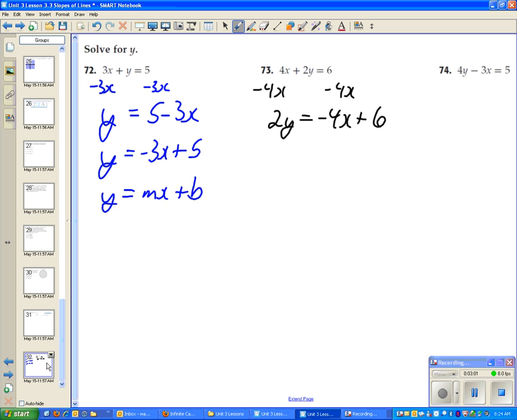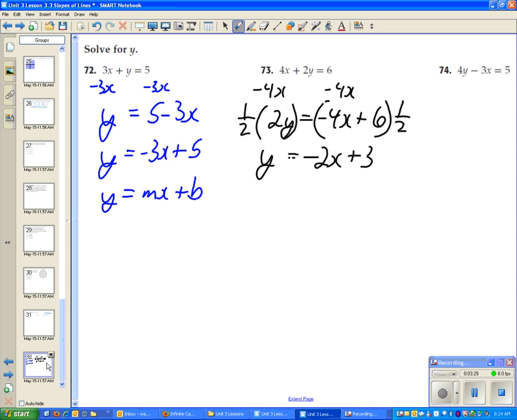But the justification for dividing every term by 2 is using the distributive property and multiplying by 1/2. Because isn't multiplying by 1/2 the exact same thing as dividing by 2? So now we distribute it, and we get y equals negative 2x plus 3. And that's our answer. Does that make sense?